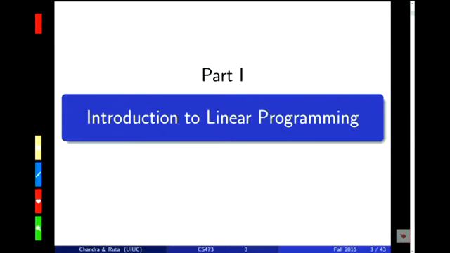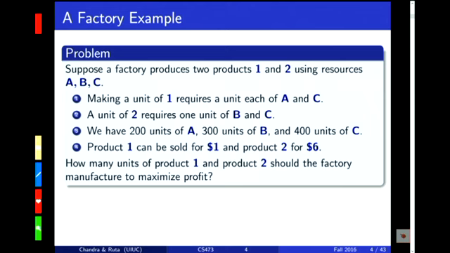So let's start with why linear programming. Let me tell you, I have a factory. Apart from teaching, I do this also. My factory produces 2 goods, 1 and 2, and it uses 3 goods, A, B, and C. To produce 1 unit of good 1, I need 1 unit of A and C both. To produce 1 unit of good 2, I need 1 unit of B and C. Suppose I have 200 units of A, 300 units of B, and 400 units of C.